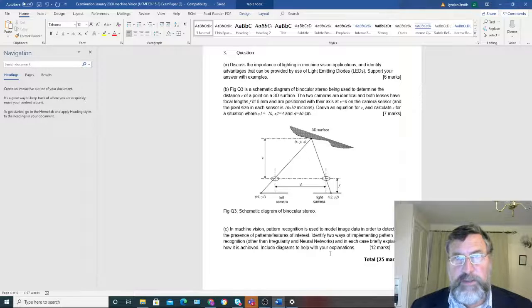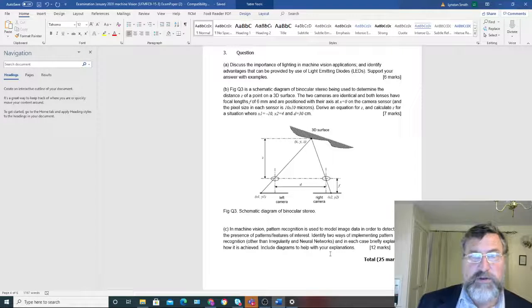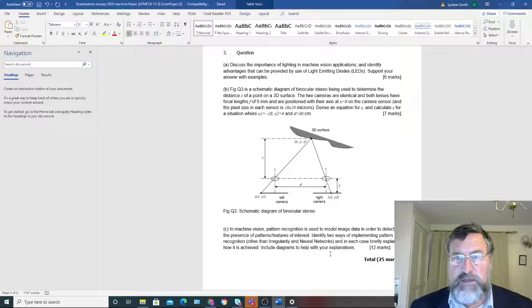Let's move on to part B. Figure 3 is a schematic diagram of a binocular stereo being used to determine the distance Z of a point on a 3D surface. The two cameras are identical and both lenses have focal lengths f of 6 mm and are positioned with their axes at x equals 0 on the camera sensor, and the pixel size in each sensor is 10 by 10 microns. Derive an equation for Z and calculate Z for a situation where x1 equals -10, x2 equals 4, and d equals 30.